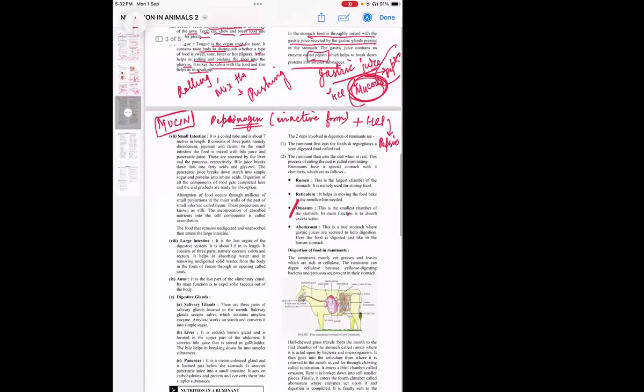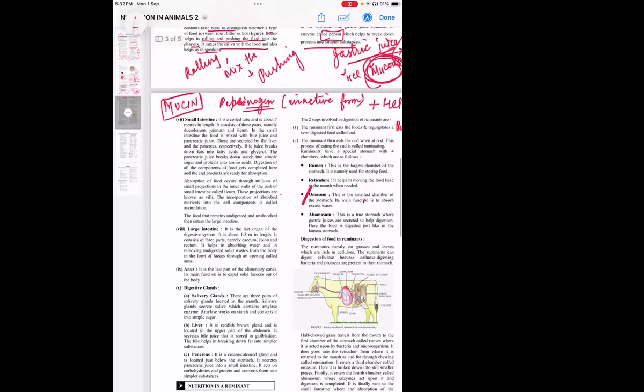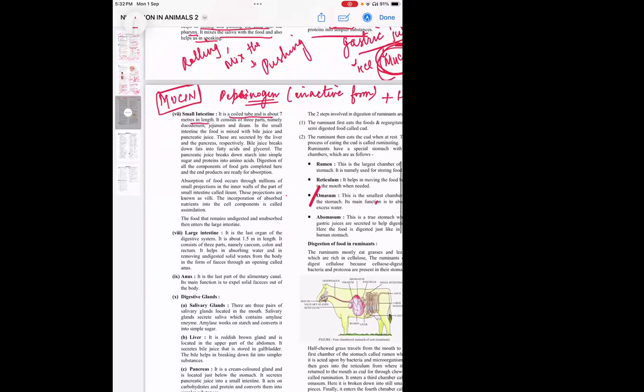Fine. Then going to the next one, the small intestine. It is a coiled tube and it is about 7 meters in length. It consists of three parts, which are the duodenum, jejunum, and ileum. In the small intestine, the food is mixed with bile juice and pancreatic juice. Bile juice is basically produced by the liver, which is the largest gland. And pancreatic juice is produced by the pancreas.